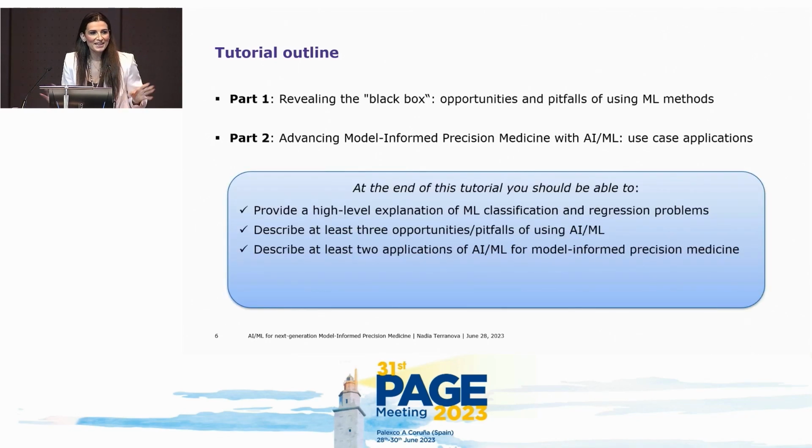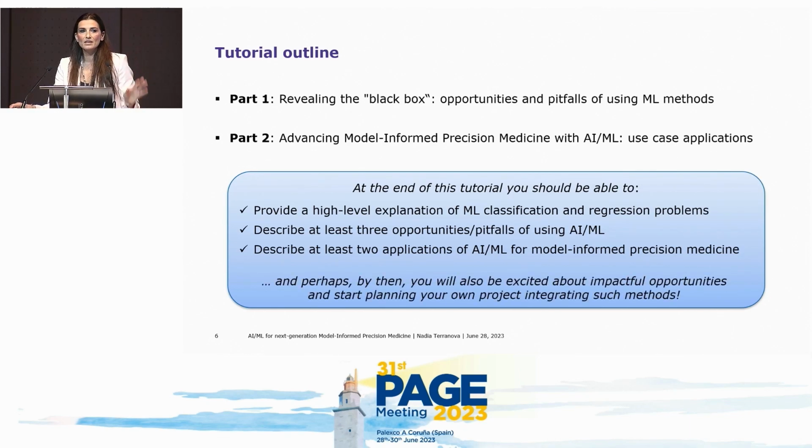So we hope that by the end of this tutorial, you will be able to provide a high-level explanation of machine learning classification and regression problems, maybe describe 3 opportunities or pitfalls, and at least 2 applications of AI and machine learning for model-informed precision medicine. Maybe you will get so excited that when you come back home, you will even start thinking about your own project integrating these techniques. Or maybe nothing of this is going to happen. This means that we will not have done a good job. So please stay focused and don't get distracted. And with this, I hand it over to Uri.